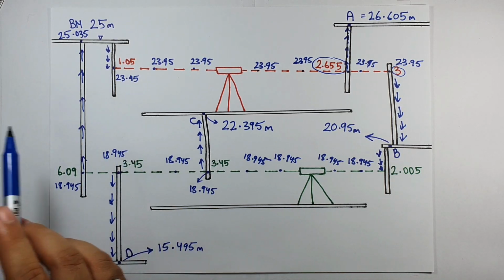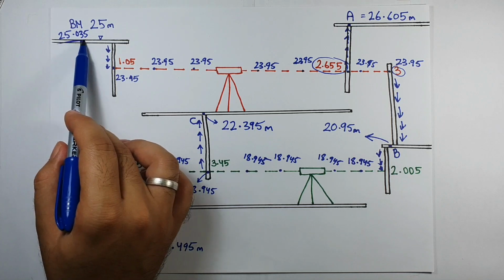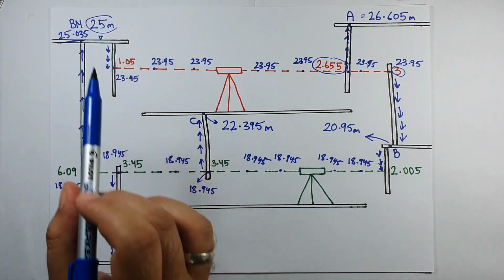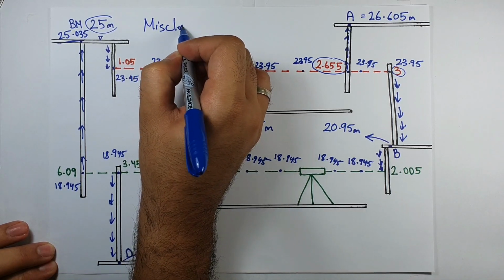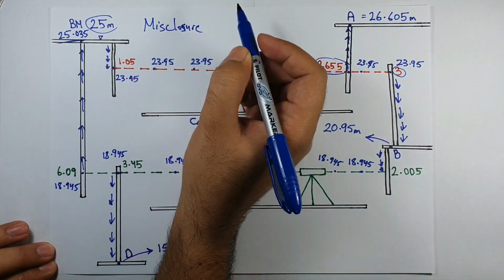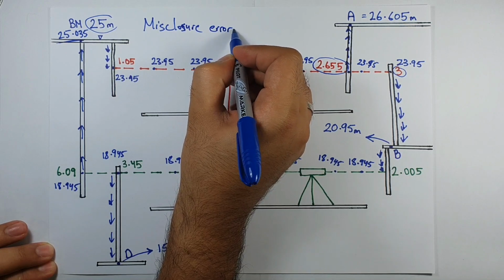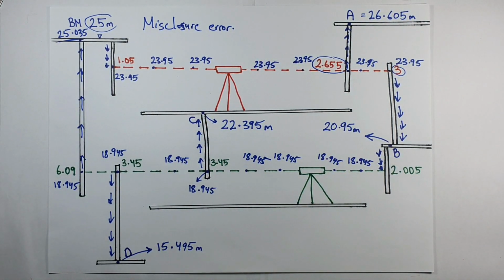The difference between our result and the benchmark is called a misclosure error. And we are going to discuss the misclosure error, the arithmetic checks, and all the other things related to leveling in the coming videos.